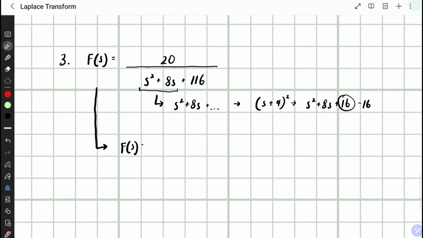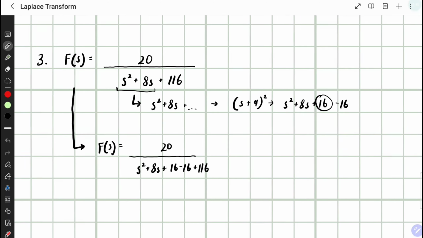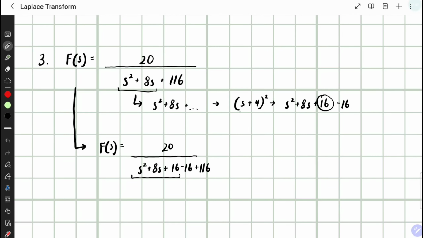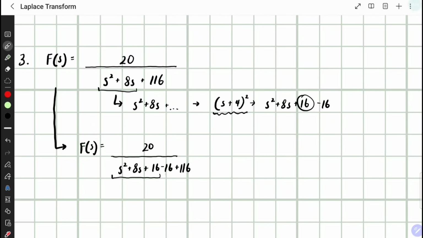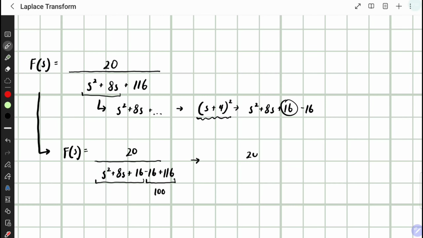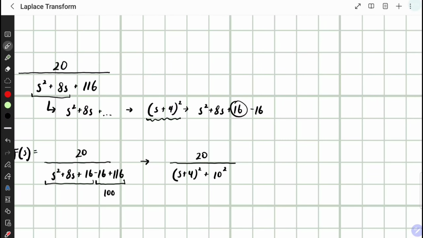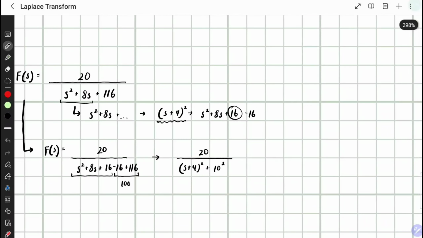F of s is equal to 20 all over s squared plus 8s plus 16 minus 16 plus 116. And that is equivalent to the original statement here. And this part right here is just s plus 4 squared. This part right here gives us 100. Rewriting this, s plus 4 squared plus 100, which is 10 squared. And that gives us one step closer to that formula we saw on top.